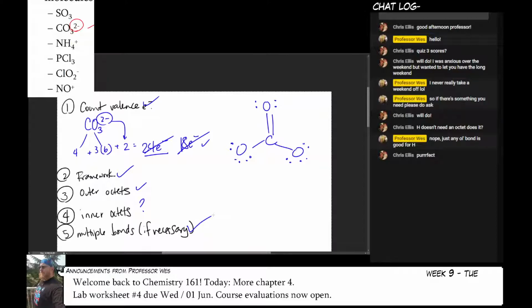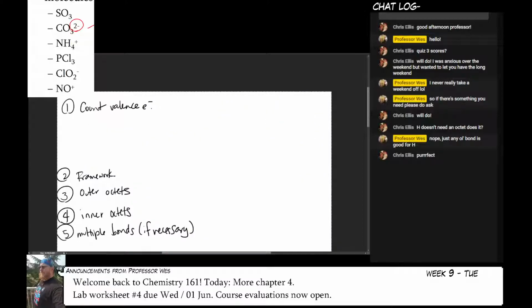Now, with ions, there is one last thing that you want to do, just to be clear that it's an ion, and that is you want to put square brackets around your structure, and then the charge goes in the top corner. So that is just shown somewhere to let people know, oh, this is an ion. If you don't put the brackets, then it's a little bit unclear. All right, we'll erase, and we'll do the same thing again for ammonium.